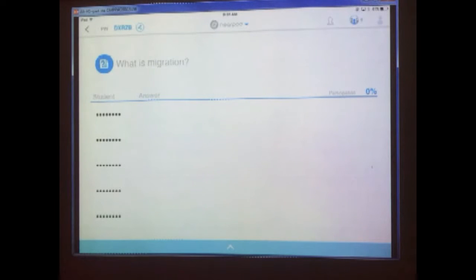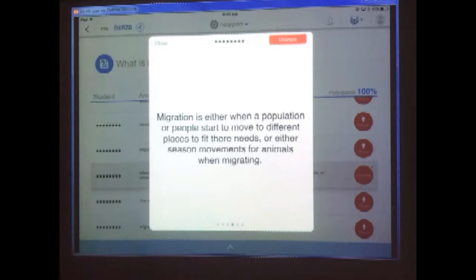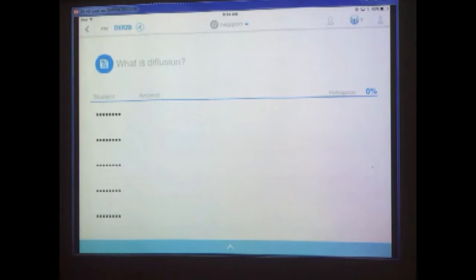Next one, what is migration? Migration is either when a population or people start to move to different places to fit their needs, or either seasonal movements for animals when migrating. Okay, I like this one because it also included population, individuals, humans moving. Okay, so the movement of humans from one place to the other, and then also the movement of animals. Okay, so I like that. Very good. All right, what is diffusion?